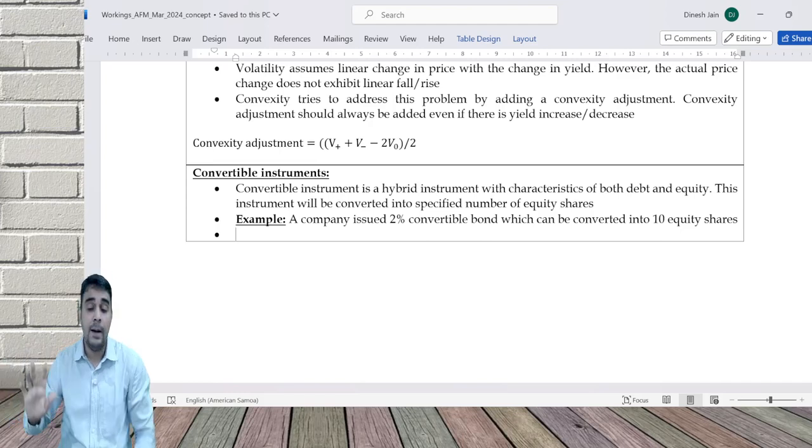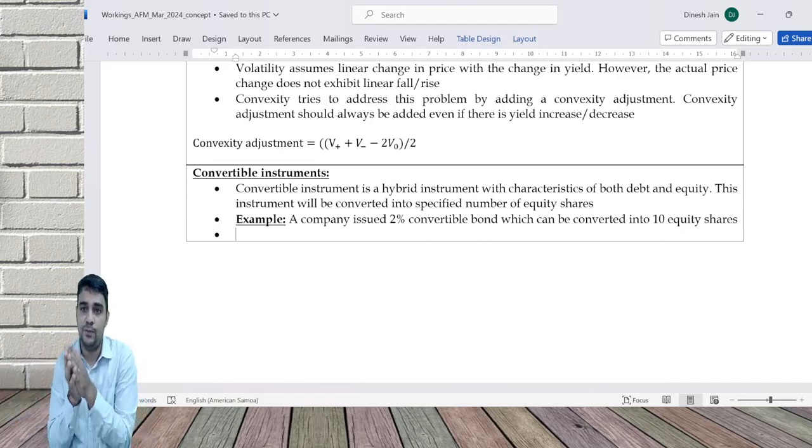That's a different story. But here what I'm trying to do is I will invest in a company. If company does really well, I'll convert into equity. If company does bad, I'll redeem it as debt. That flexibility comes to me. But flexibility comes at a price. What's the price? You are getting only 2% interest.